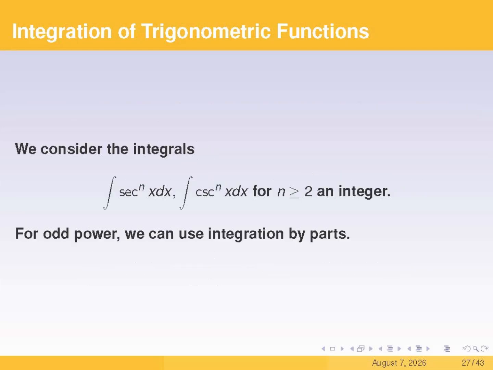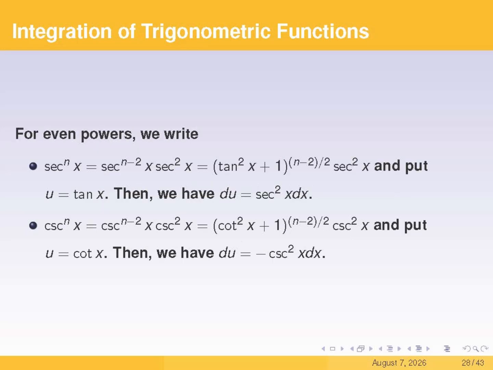We will discuss how to evaluate the indefinite integrals of secant x to the nth power and cosecant x to the nth power, where n is a positive integer greater than 2. When n is an odd number, we can use integration by parts to perform the calculation. When n is an even number, we can rewrite secant x to the nth power as the equation shown on line 2, utilizing the identity secant x squared equals 1 plus tangent x squared.